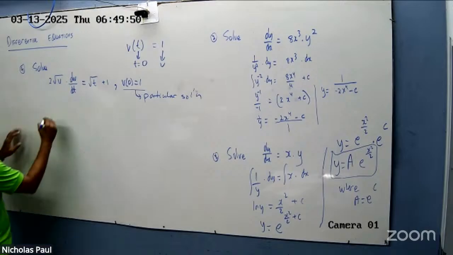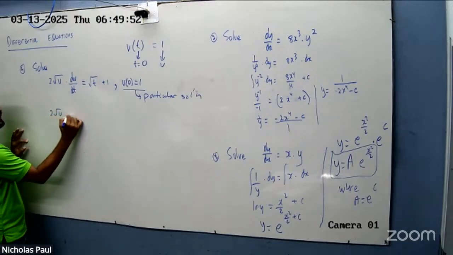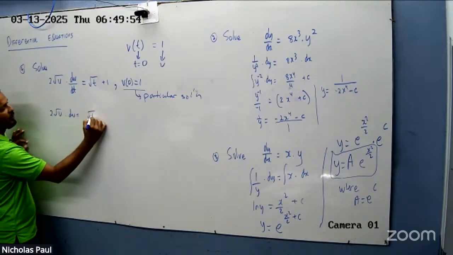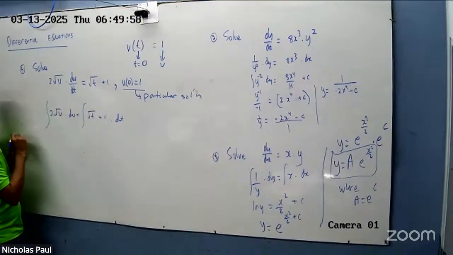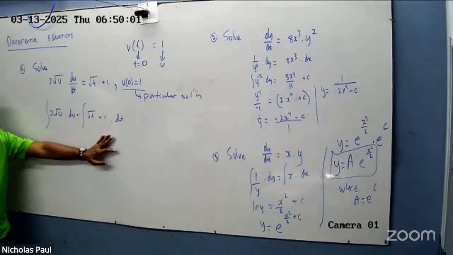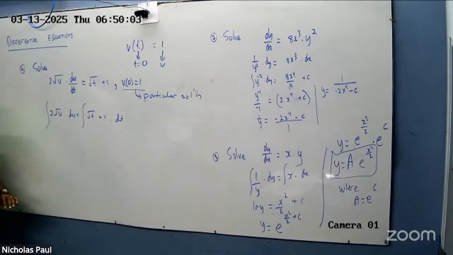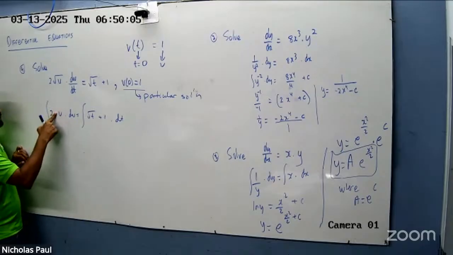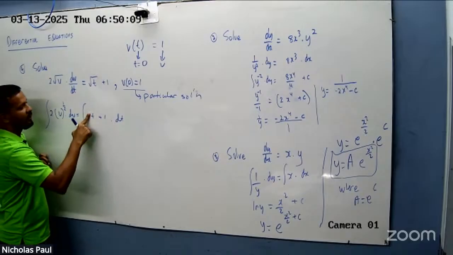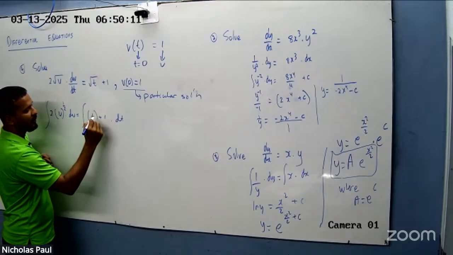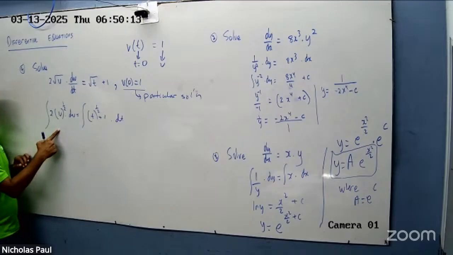Right? So you're going to end up with 2 root v dv is equal to root t plus 1 dt. Integrate here, integrate here. I know it's looking a little bad with these square roots, but Kalina will help us figure it out, right? So I put in a half here, and I put in a half here. What's the integral of this?